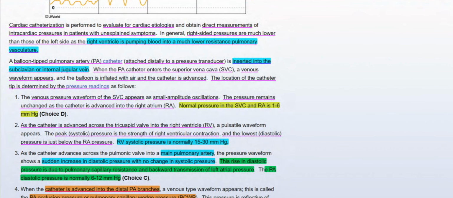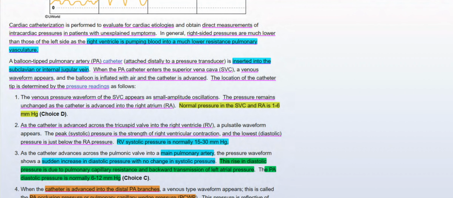So cardiac catheterization is performed to evaluate for cardiac etiologies and obtain direct measurements of intracardiac pressures in patients with unexplained symptoms. In general, right-sided pressures are much lower than those of the left side, as the right ventricle is pumping blood into a much lower resistance pulmonary vasculature. A balloon-tipped pulmonary artery catheter attached distally to a pressure transducer is inserted into the subclavian or internal jugular vein.